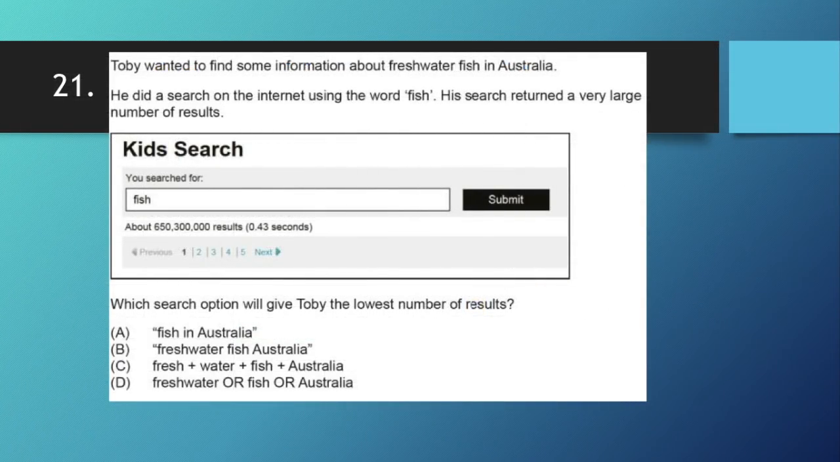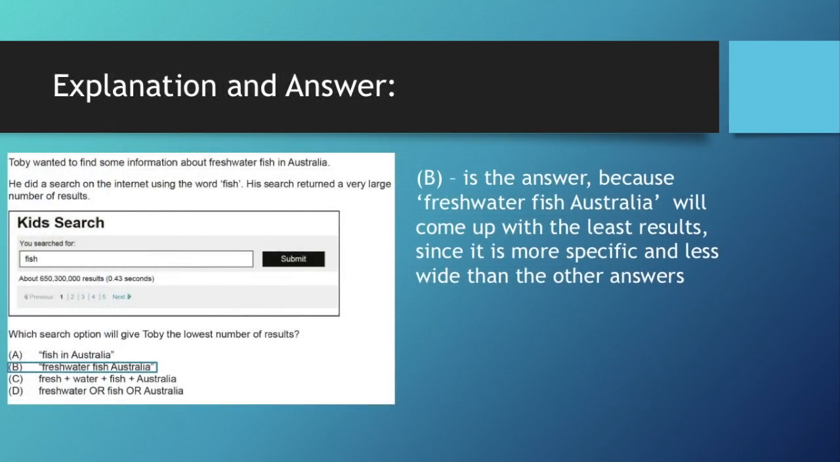This question is about finding out which search result will give us the least number of results. B is the answer because freshwater fish in Australia will come up with the least results since it is more specific and less wide than other answers.